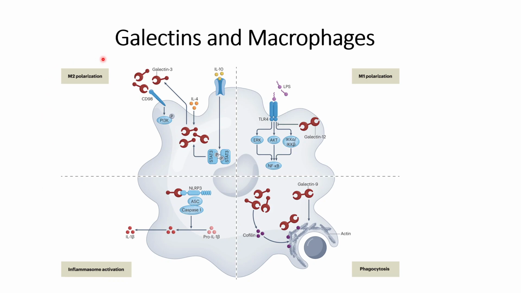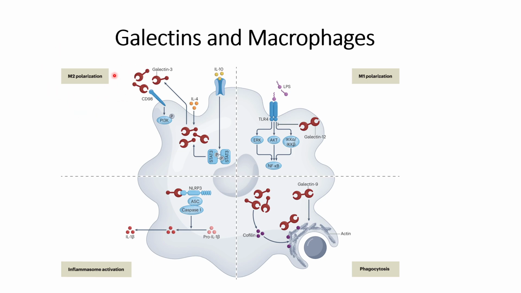In this video we will discuss the relationship between galectins and macrophages, and how they are interrelated. We will discuss four examples: first M2 polarization, then M1 polarization, inflammasome activation, and phagocytosis. So let's start with M2 polarization.